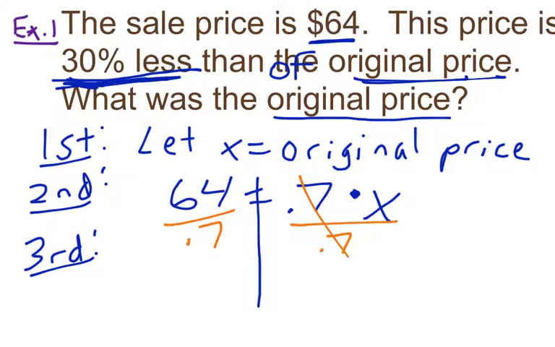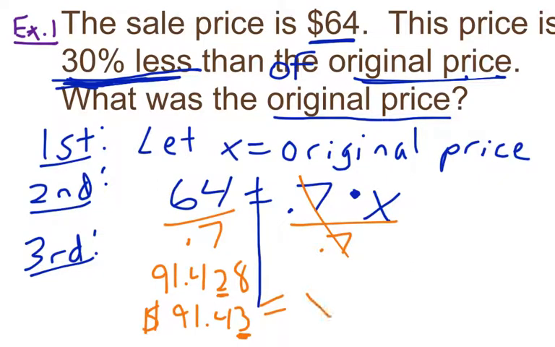And 64 divided by 0.7 gives us about 91.428, and that 8 rounds the 2 up to a 3, so it would be 91.43. And the reason I rounded it to 2 decimal spots is because it's cents. There's 100 cents in a dollar, so I go to the second decimal place. So 91.43 equals x. And we have our solution.